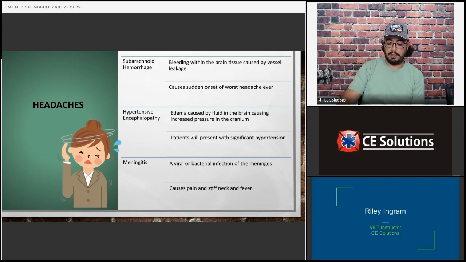Whenever we looked at that, our medical director was like, you wouldn't have been able to call that. We can't see that pre-hospital. That takes some imaging to recognize. But yeah, it was a doozy for sure. And then meningitis: viral or bacterial infection of the meninges. This causes pain and a stiff neck and fever.